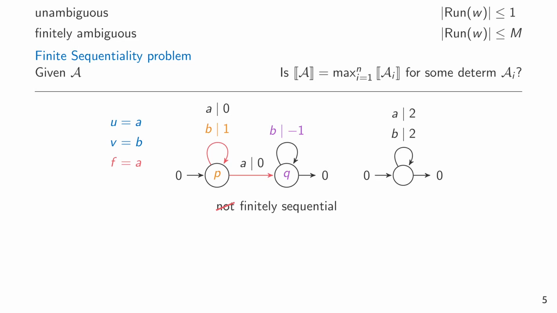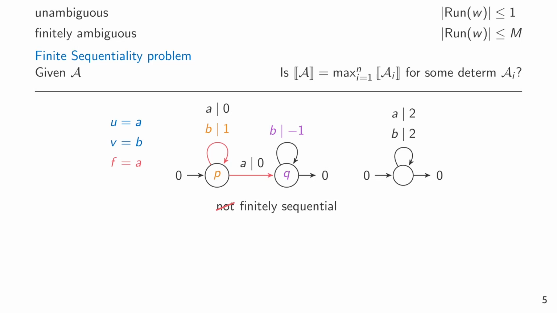So by adding this one state, we've created an automaton which has two rivals and a fork, but whose behavior is still determinizable. So in particular, its behavior is finitely sequential. This means that for finitely ambiguous automata, neither rivals nor forks are a problem when it comes to finite sequentiality. So then, how can we decide finite sequentiality of finitely ambiguous max plus automata?